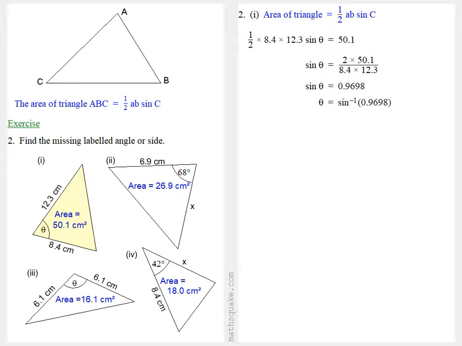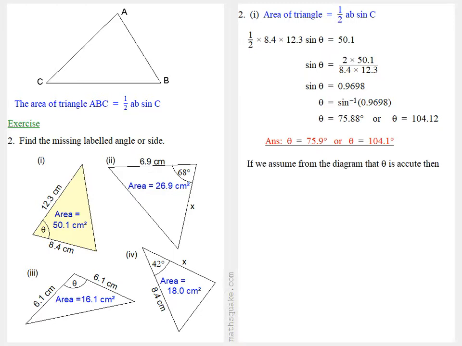0.9698. Now that means theta is the inverse sine of 0.9698, which comes out to be theta is equal to 75.88 degrees. But theta can also equal 180 minus that, so theta could equal 104.12 degrees. So we've got two answers. Theta equals 75.9 degrees and theta equals 104.1 degrees. However, if we assume that the diagram is reasonably accurate, then we can assume that the angle theta is an acute angle, so we can assume that theta is 75.9 degrees.